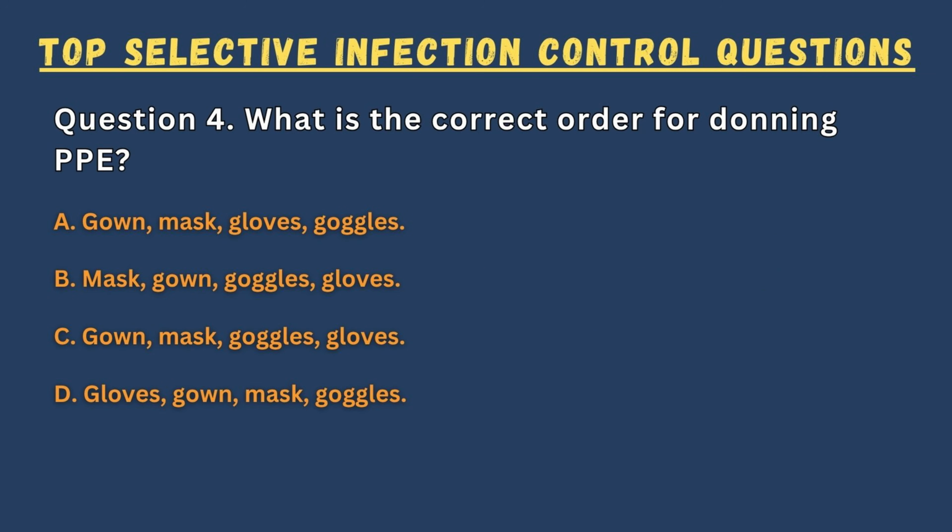Question 4. What is the correct order for donning PPE? A. Gown, mask, gloves, goggles. B. Mask, gown, goggles, gloves. C. Gown, mask, goggles, gloves. D. Gloves, gown, mask, goggles.